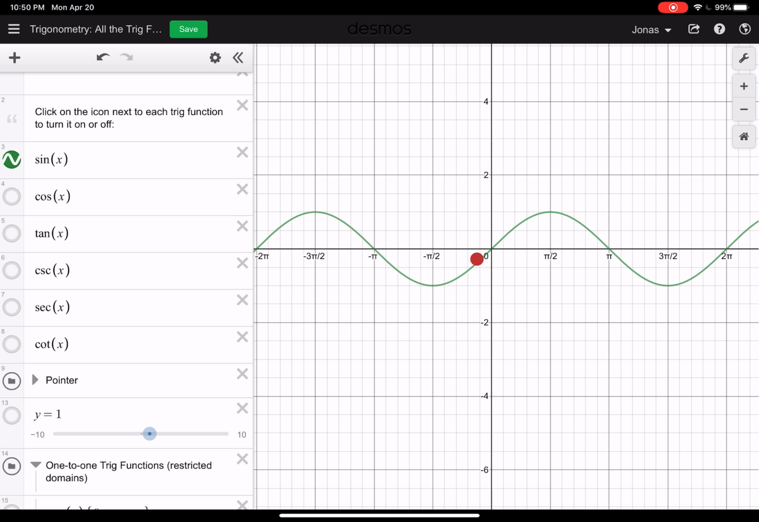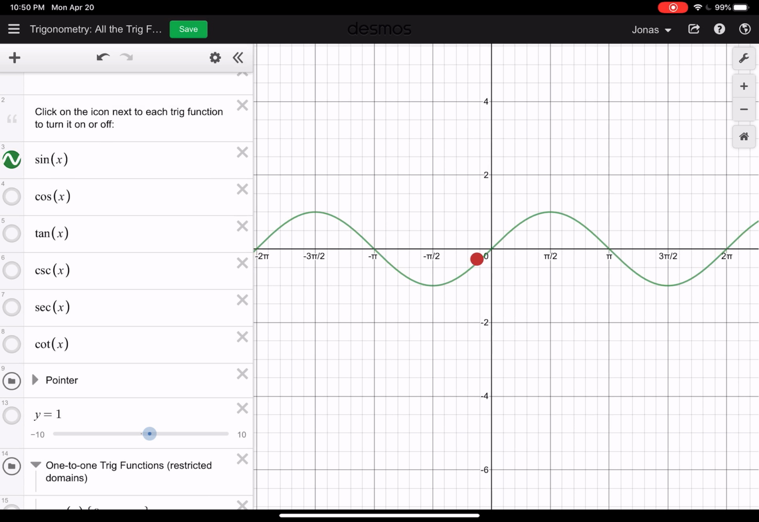That restriction is it's a little bit hard to tell the color difference, but it's the one part that is in red, from here to here. And in fact, I can get rid of the rest of it. We can just look at the red one. This is the part of the sine function that we are going to consider when we look at the inverse. This thing is one-to-one because any horizontal line hits it exactly one time. And because of that, we can look at the inverse of this.